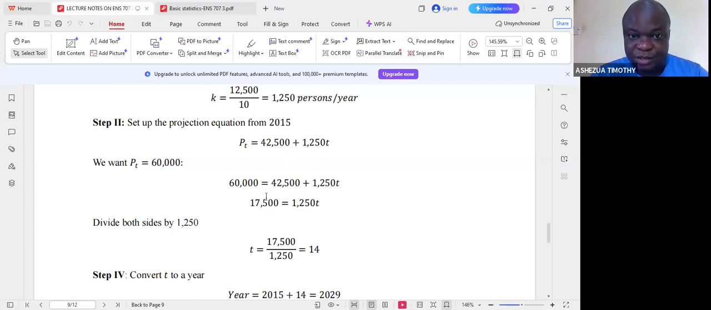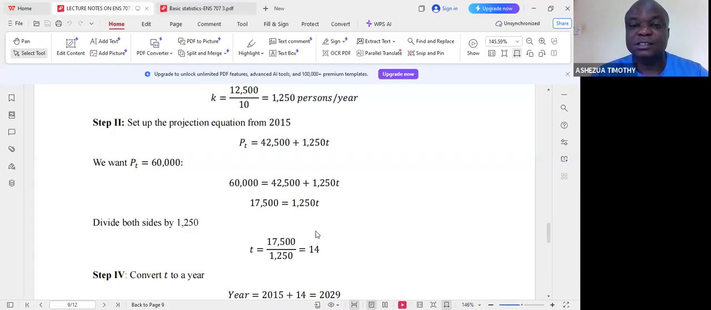Now, ladies and gentlemen, how we got 17,500 is from the fact that we subtracted 42,500 on both sides. If you subtract this 42,500 on both sides, we'll have 17,500 equal to 1,250 T. In this case again, you divide both sides by 1,250. If you do that, you have 14.